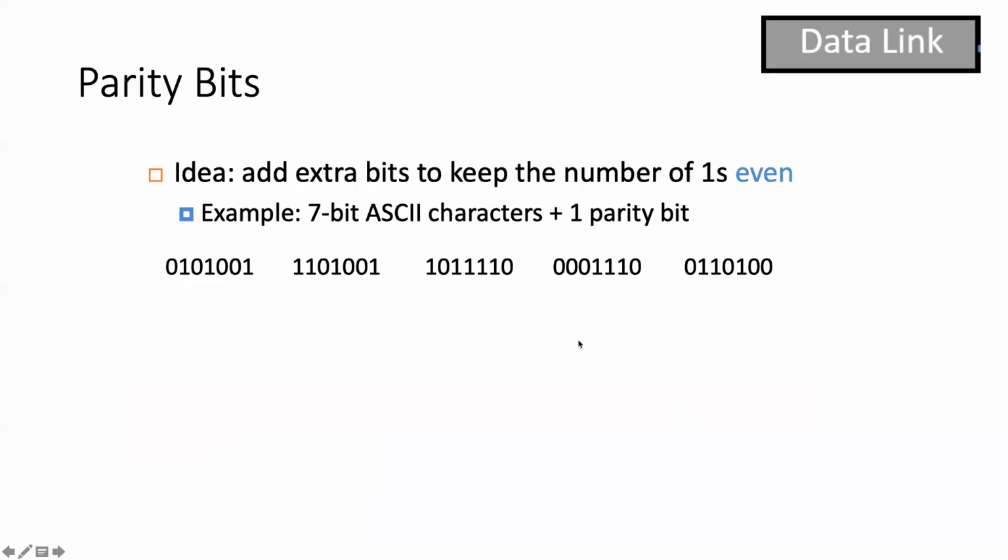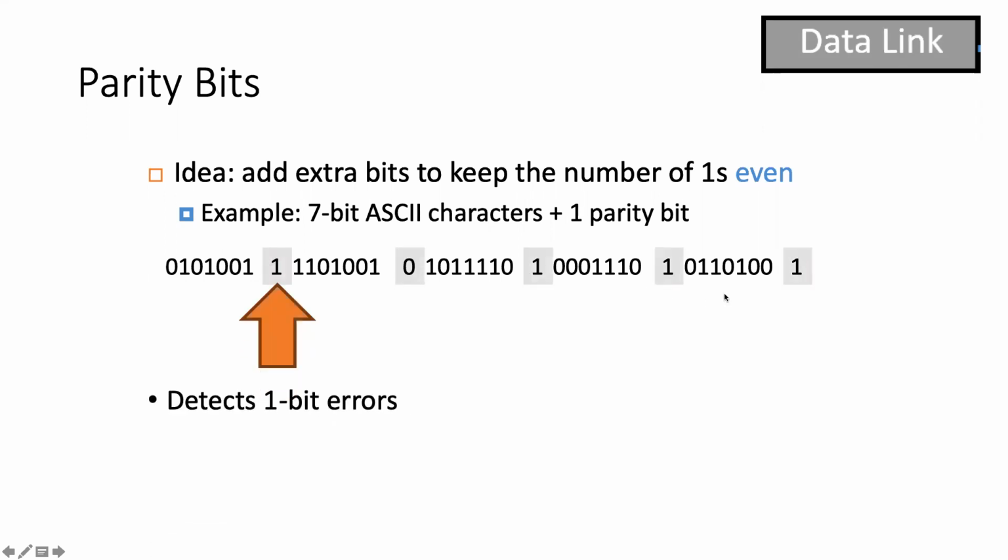Then we have error detection and correction, the parity bits. Parity bits means if you have 7-bit ASCII characters and you want to encode them into 1 byte, you need to add another bit, and you want to make sure there is an even number of ones. Here you have 1, 1, 1, 1, 4 ones. But you cannot have an odd number of ones. So we add those bits to make sure the whole byte only has an even number of ones. This is called a parity bit.